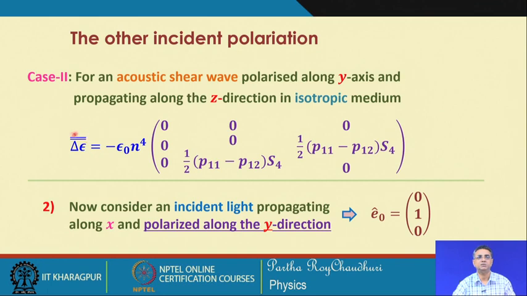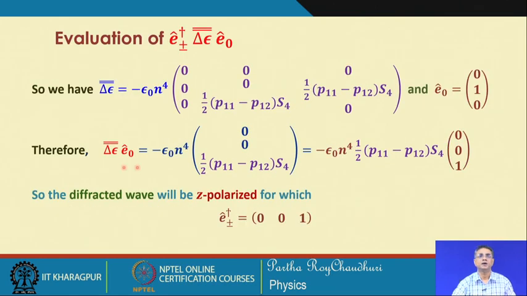Just to check that, because this form is independent of the incident polarization of the optical beam, it is the consequence of the acoustic wave that is travelling in the medium, which yields this change in the permittivity. Now, if we consider that the incident wave is propagating along x, but it is polarized along the y direction, then we will write the incident wave polarization in this form, 0 1 0. And again we have to evaluate this quantity.